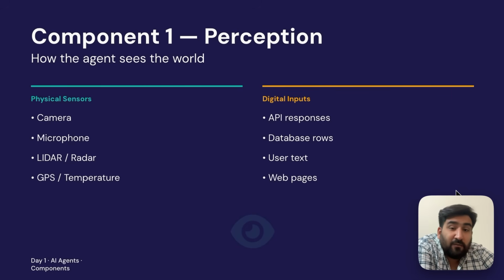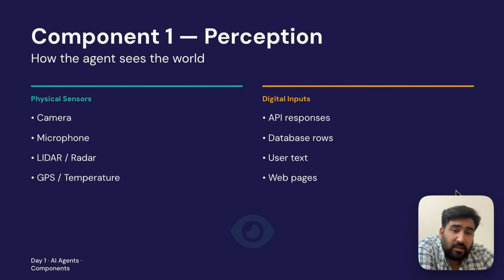But here is the thing I want most of you to focus on. Most of you in this room are probably not going to build robots. You are going to build software in the tech industry. So look at the right column more carefully, okay? Digital input: API responses from external services, database rows from your company's data warehouse, user text typed into the chat window, web pages scraped from the internet, documents uploaded by the user, could be email inbox, PDFs, calendar entries, Slack messages, screenshots. These are the perception inputs for most of you.